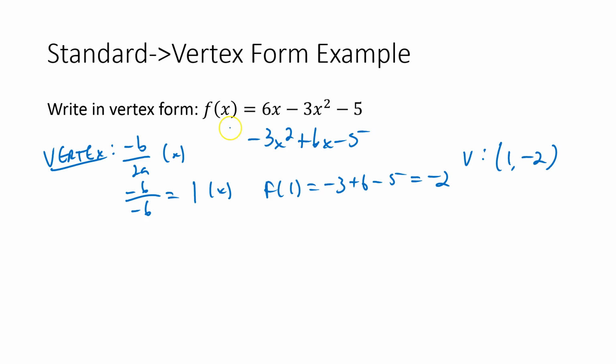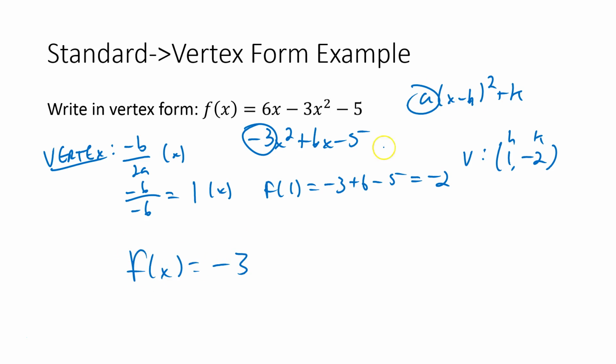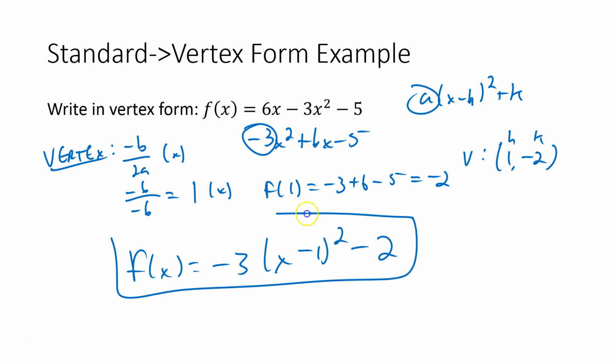Well, we know that that's going to be h and k, right? Because our vertex form is a times x minus h squared plus k. So our h is 1, our k is negative 2. We just plug it in. Our a value is our leading coefficient, right there, it's a negative 3. So vertex form, f of x is negative 3, because that's our a, times x minus 1 squared, because we've got to subtract h, and then plus k, which is going to be minus 2. And there is our equation for that parabola in vertex form. Not too bad.